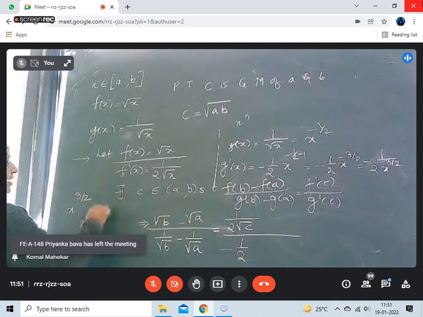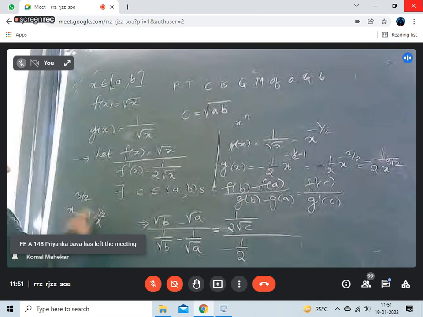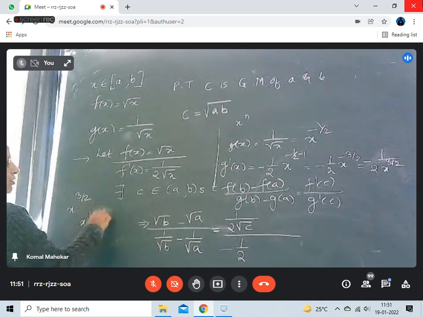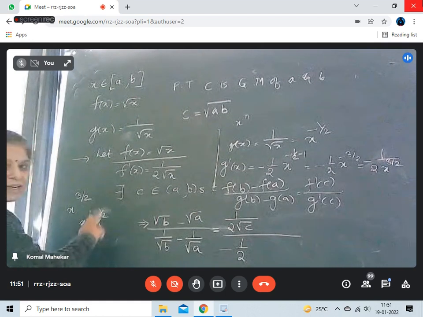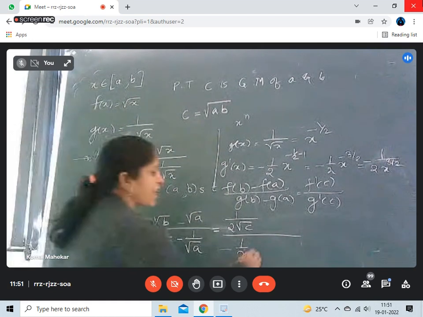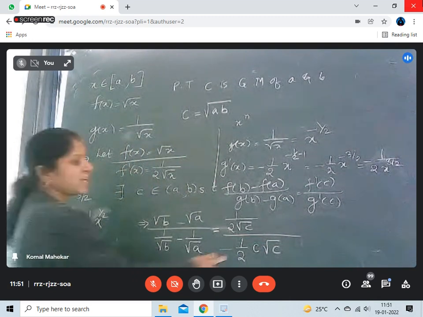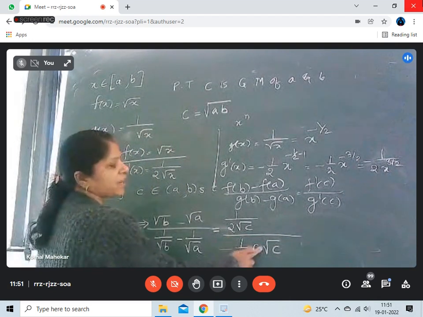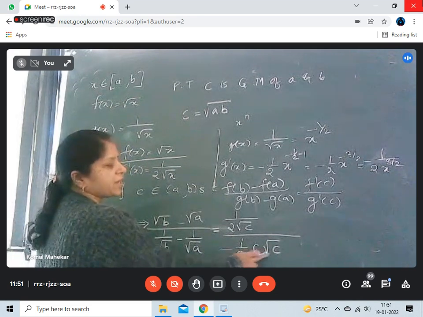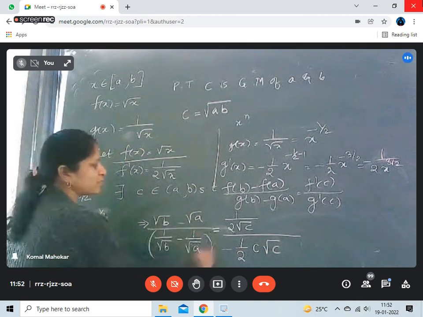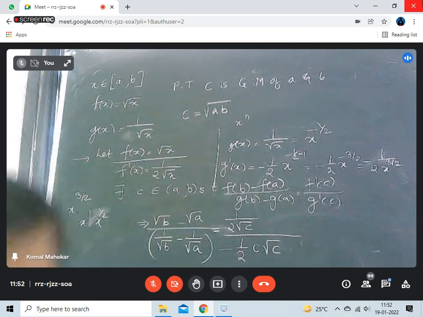Okay, this is x raised to half into x raised to 1, that is 2 plus 1, that is 3 by 2. And if we want to write this in terms of c, this can be written as c into root c. Okay, so this is minus half c raised to 3 by 2, that is c into root c. And now simplify this.